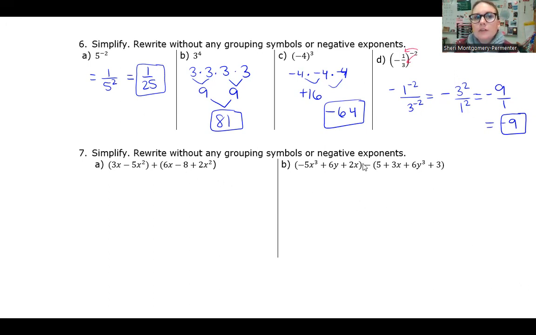The next two problems have us just adding or subtracting. We've already done these problems before, but we're doing them again. So when you add, is there any reason to have parentheses around the second set? No. So all I'm doing is combining like terms, really. So 3x minus 5x squared plus 6x minus 8 plus 2x squared. All I'm going to do is go through and find the like terms.